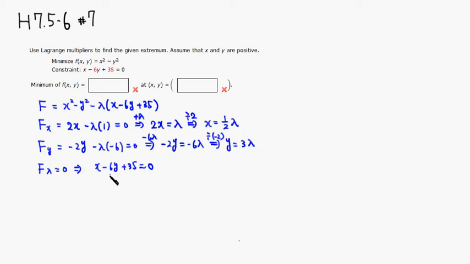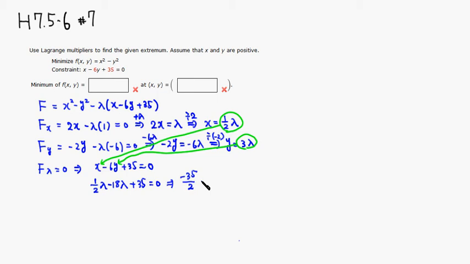Then we have to satisfy this equation, so we can take this and plug it in here, and take this and plug it in there, so we can find lambda. So lambda is going to be, you have 1/2 lambda minus 6 times 3 lambda, so it's 18 lambda, plus 35 is equal to 0. Then we can just add them up. Negative 18 is negative 36 over 2, so it's going to be negative 35 over 2 lambda.